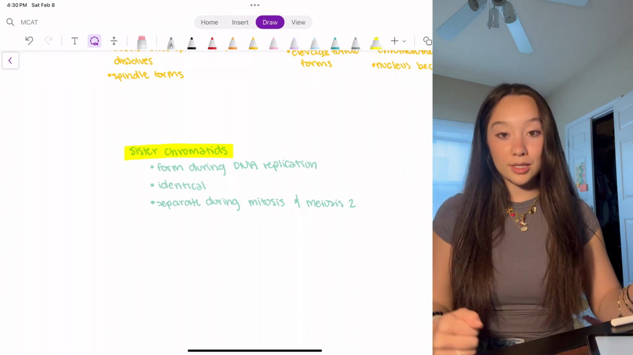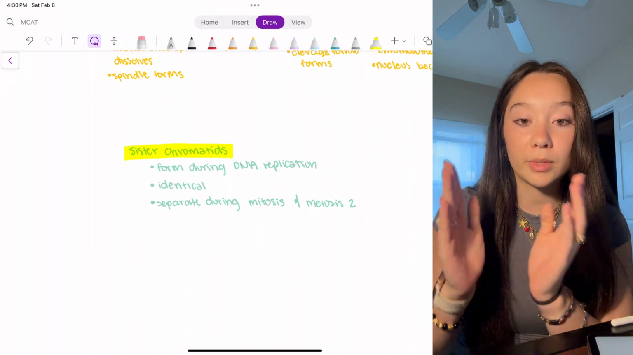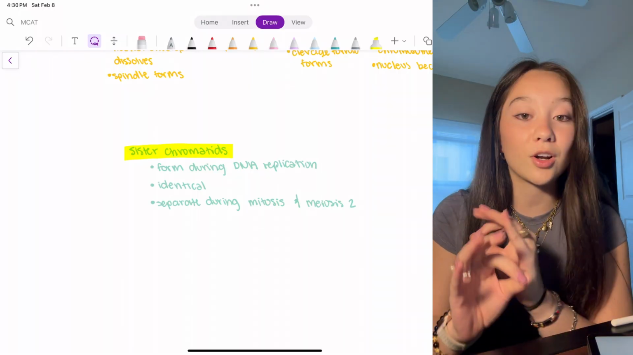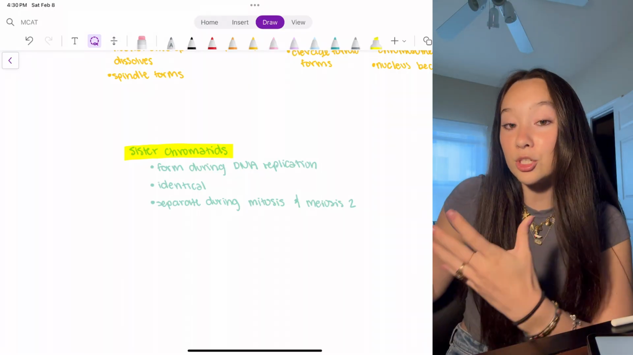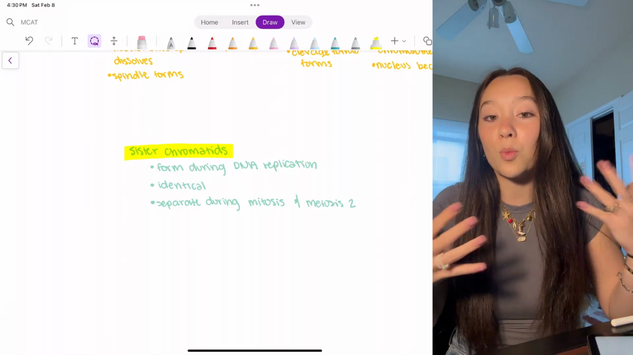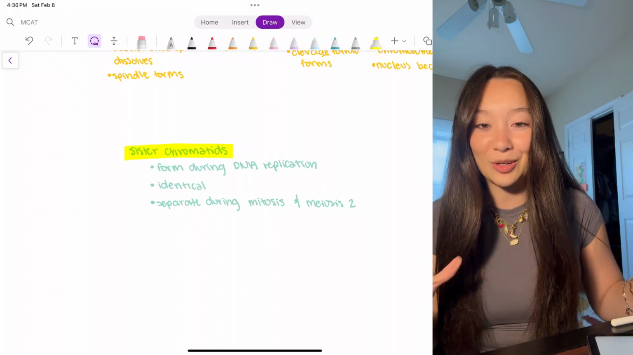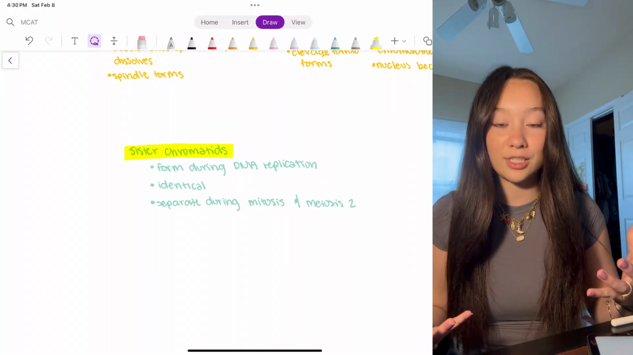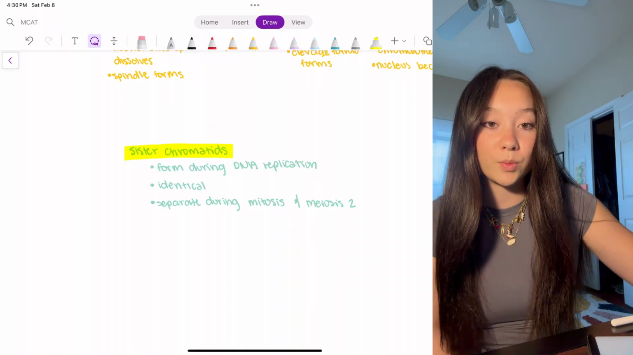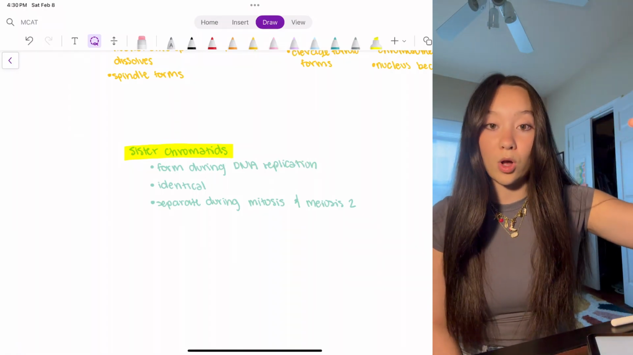Now, homologous chromosomes, on the other hand, these are what come one from each parent. So these are different. They're not identical. They have the same genes, but they don't have the same alleles. So they won't code for the same thing. So they're similar, but they're not identical. And so this leads to genetic diversity that we will see in meiosis when we go through in a second. And these separate during meiosis 1.